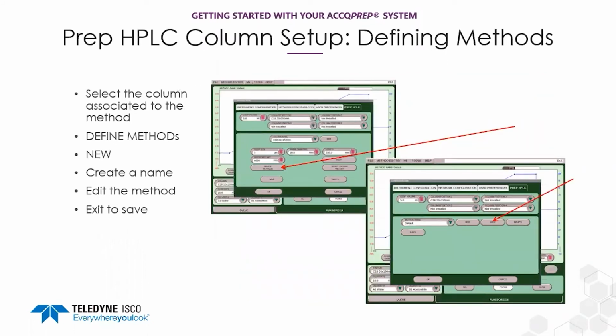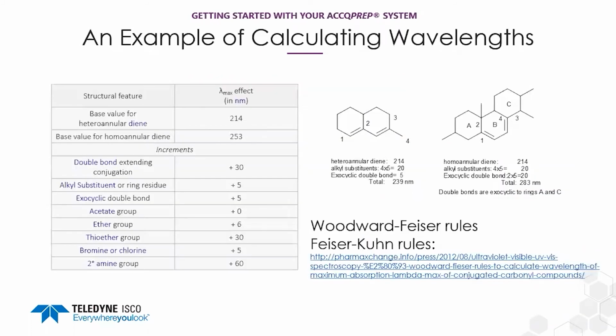The next step is to define methods for the column. Press the column associated with the method, then press the Define Methods button. You can select an existing method and use the Edit button to change it, or use the New button to create a new method. There is a button to define a scouting method for the focused gradient generator too. Edit the new method and exit from the method editor to save the method.